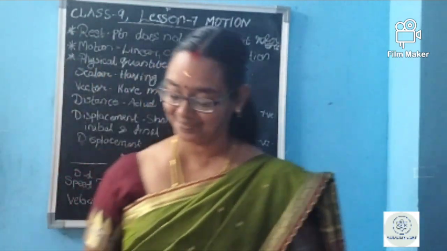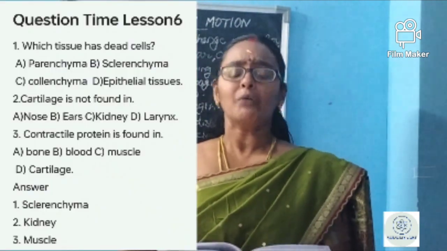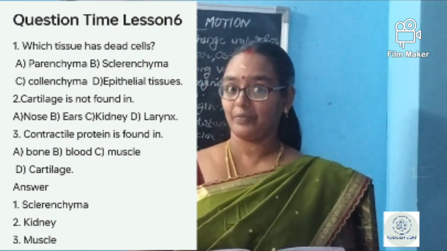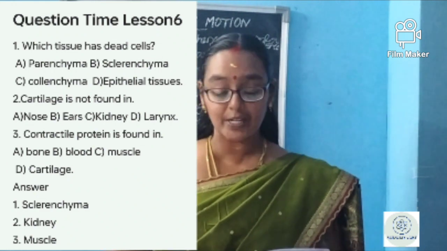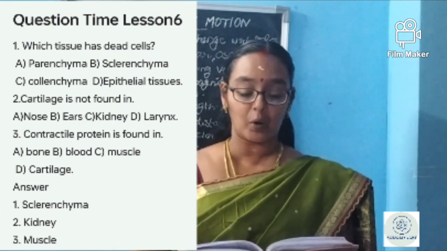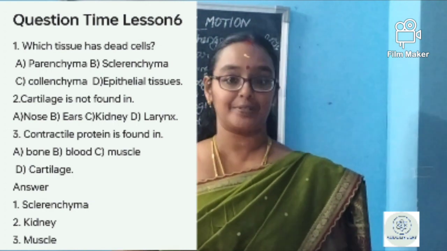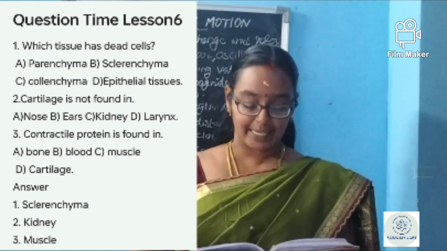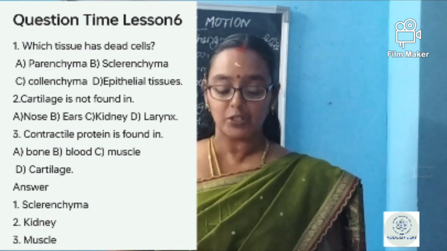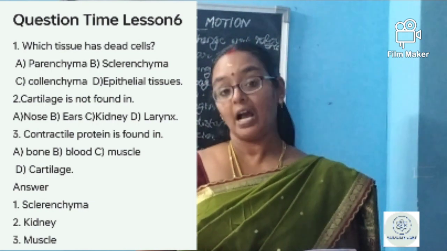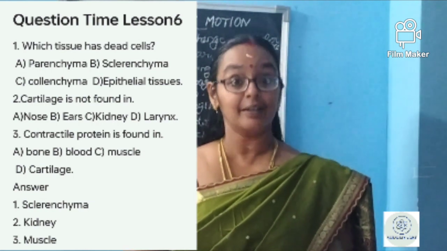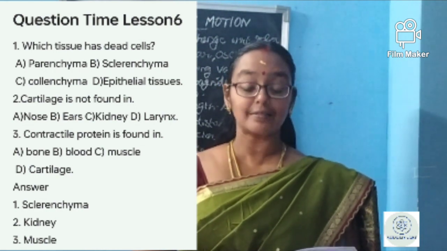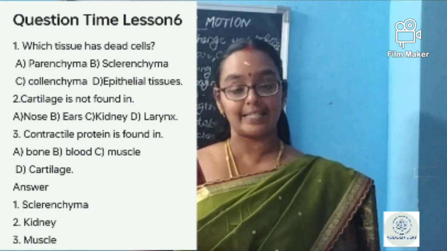Are you ready? Yes. The first one was, which tissue has dead cells? The options were parenchyma, sclerenchyma, collenchyma, epithelial tissues. The correct answer is sclerenchyma. The second one is, cartilage is not found in dash. Cartilage is not found in which part? The options were nose, ears, kidney, larynx. The answer is kidney.